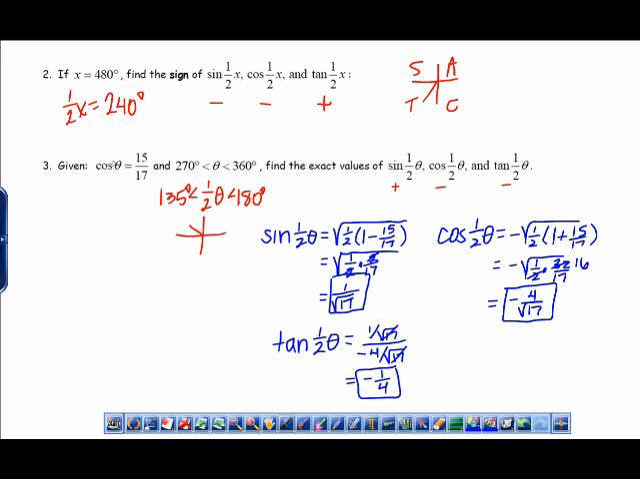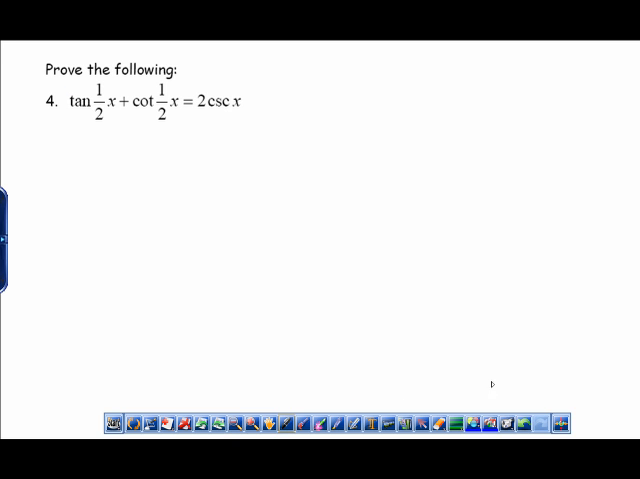Now, if by chance what they gave you was sine theta, you would have to draw a triangle to figure out what cosine theta would be. On most of these, you'll find that you're given what you need, and you don't even have to draw the triangle. Okay, now let's talk about proofs.